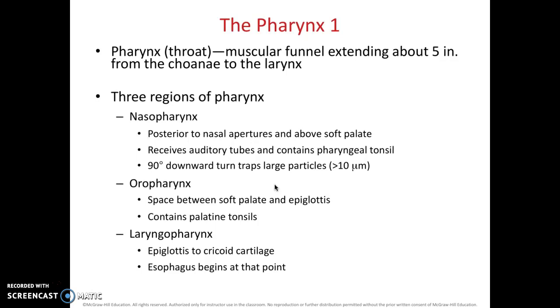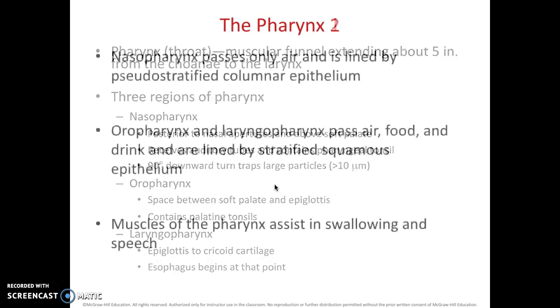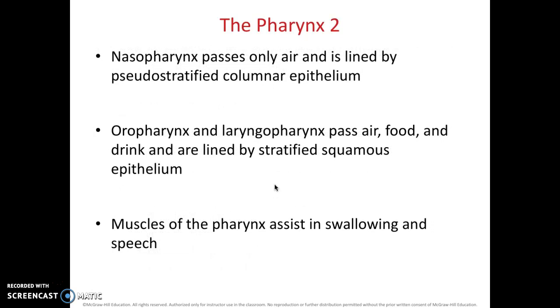The oropharynx is the space between the soft palate and the epiglottis and contains the palatine tonsils. The laryngopharynx is the epiglottis to the cricoid cartilage, where the esophagus will then begin. The nasopharynx only passes air and is lined by pseudostratified columnar epithelial tissue. The oropharynx and the laryngopharynx pass air as well as food and drink and are lined by stratified squamous epithelial tissue. The muscles of the pharynx also assist in swallowing and speech.